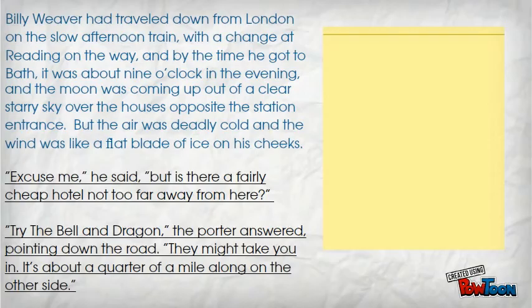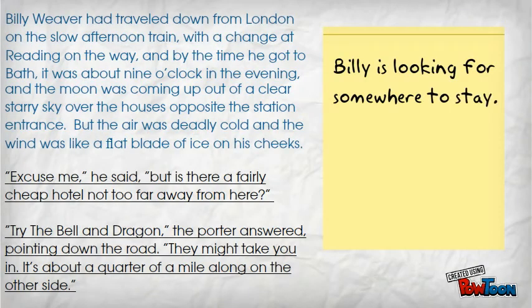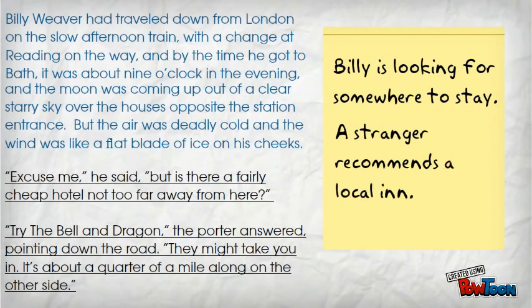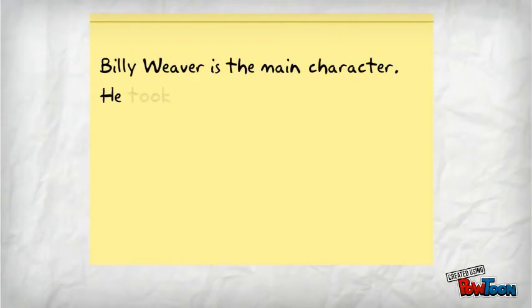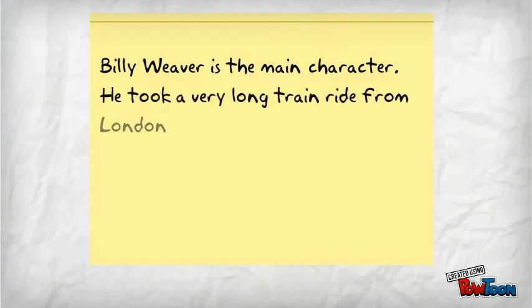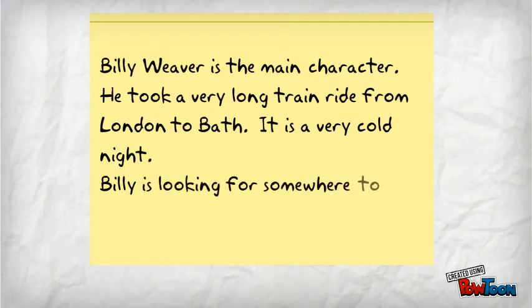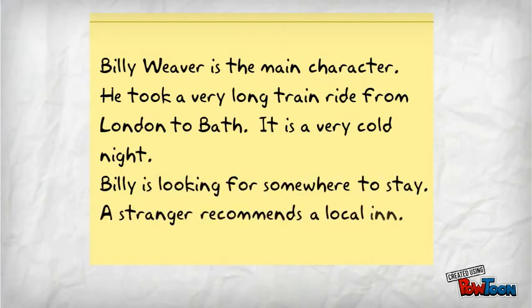I can tell from this passage that Billy is looking for somewhere to stay because he asks someone directly. After that, a stranger recommends a local inn called the Bell and Dragon. Okay, so here are my notes so far. It says, Billy Weaver is the main character. He took a very long train ride from London to Bath. It is a very cold night. Billy is looking for somewhere to stay. A stranger recommends a local inn. Alright, this looks good. I can tell what's happening so far just by reading this post-it note.